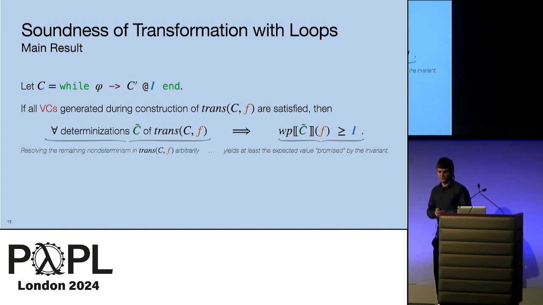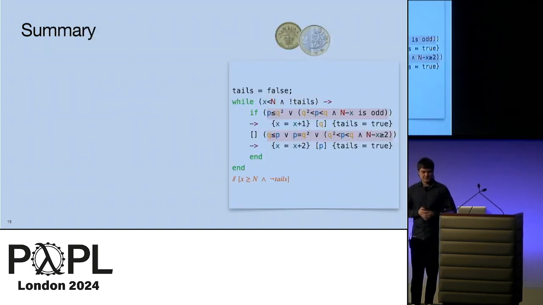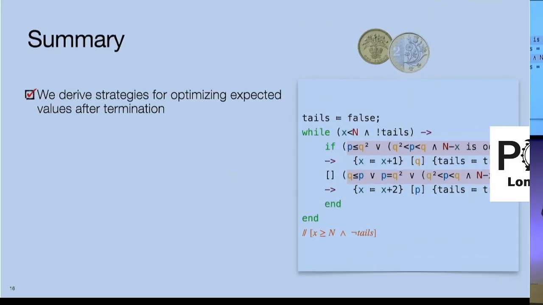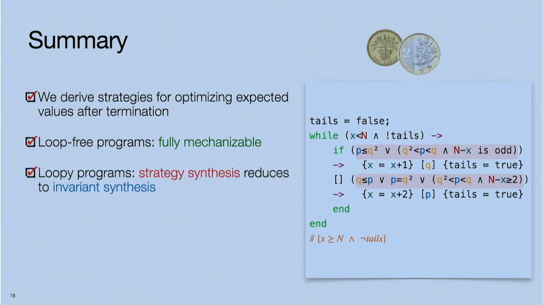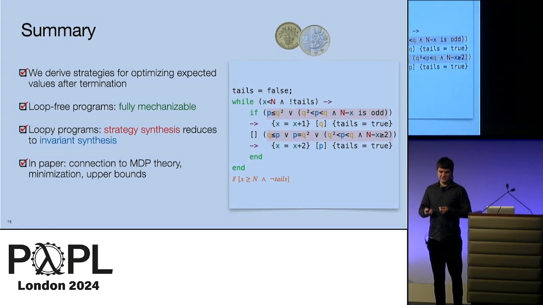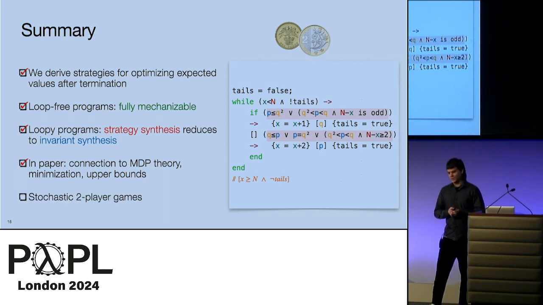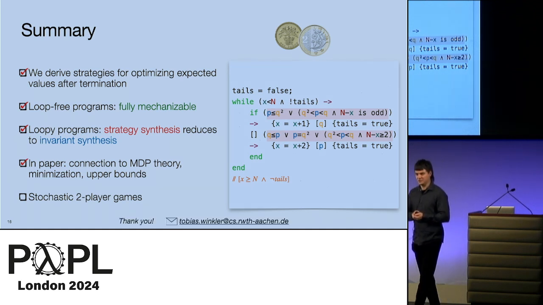And we have a very similar theorem for the soundness of our transformation with loops. To summarize, we have seen how to derive strategies for optimizing expected values after termination of a probabilistic program with non-determinism. For loop-free programs, our approach can be mechanized completely, at least in principle. For programs with loops, we essentially showed that we can reduce strategy synthesis to invariant synthesis. In our paper, we also showed a connection to the theory of Markov decision processes, and we also considered rules for minimization and for upper bounds. One possible direction for future work is to consider also stochastic two-player games. This is all. Thank you very much.